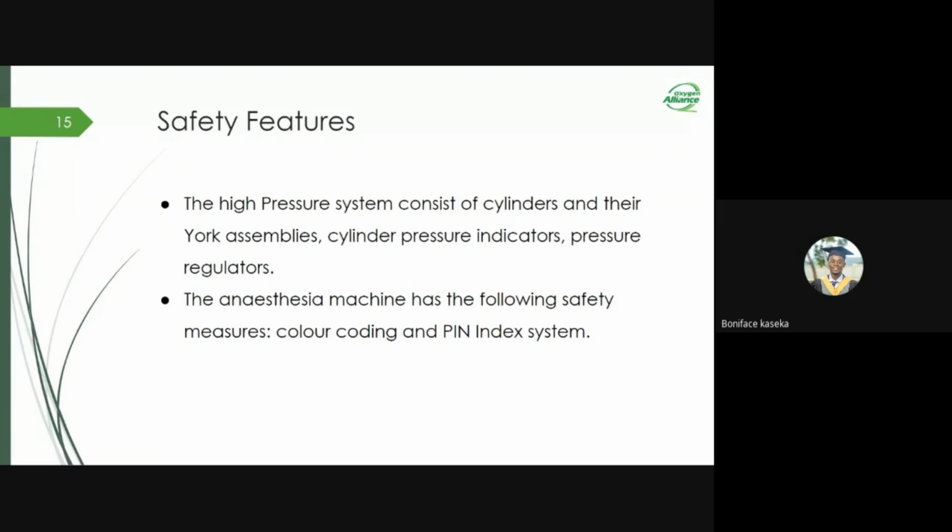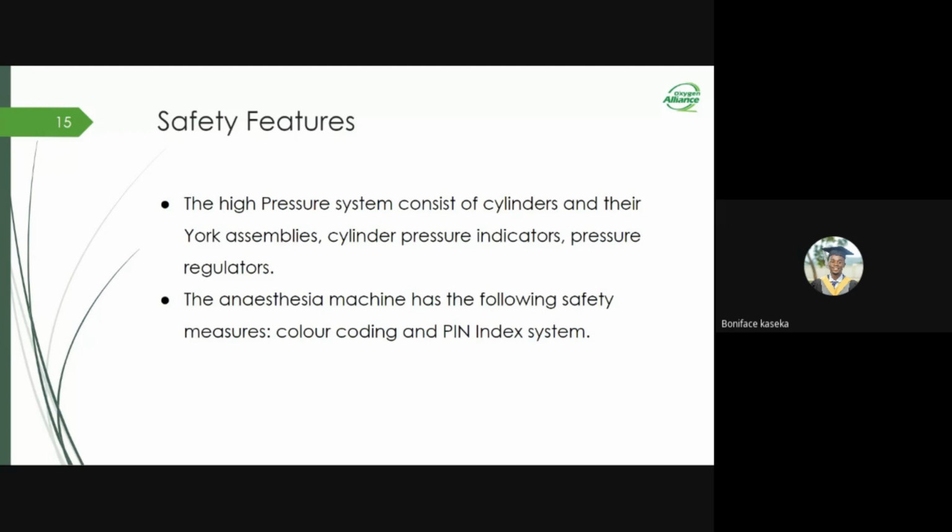So for example, when you're talking about oxygen, the color coding is normally white shoulder and black body, whereas for nitrous oxide, it's normally blue. Of course, it depends on the country color code, but universally, those are the colors. So now we're going to look at the yoke assembly.